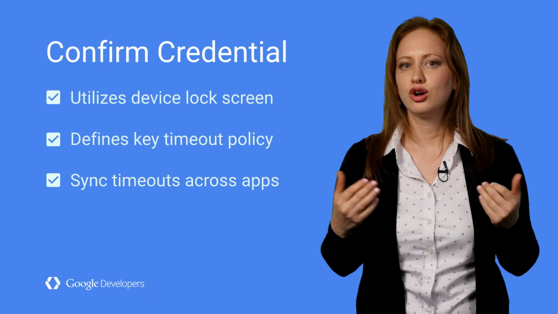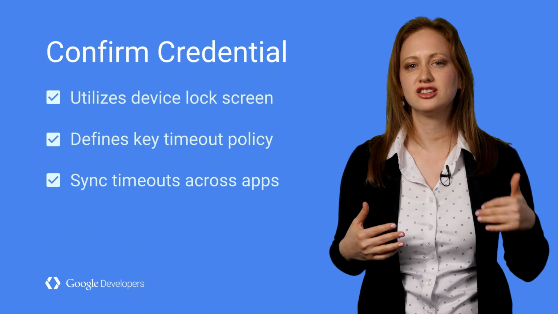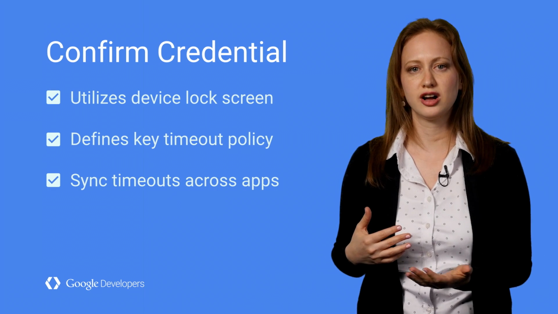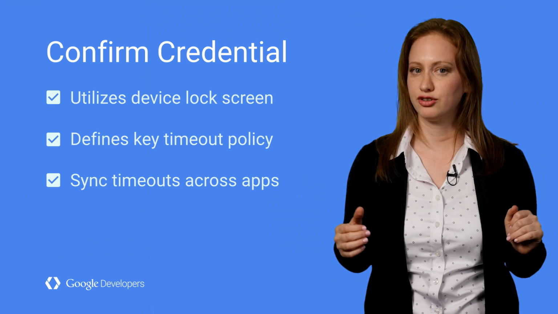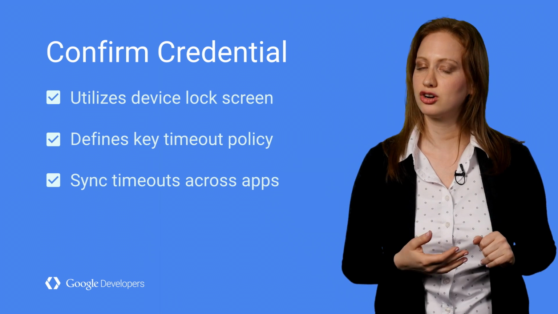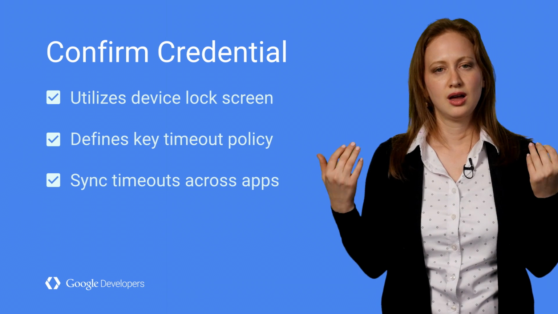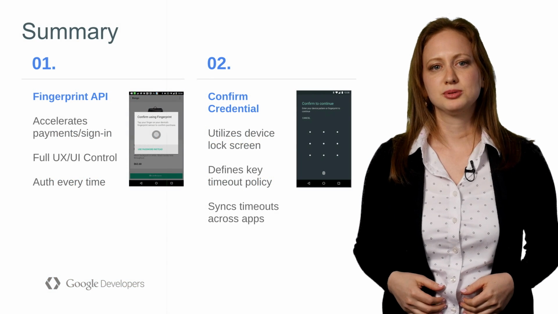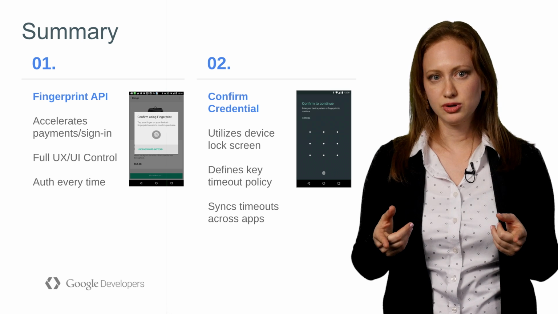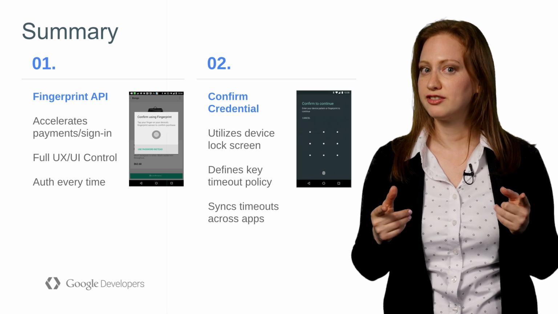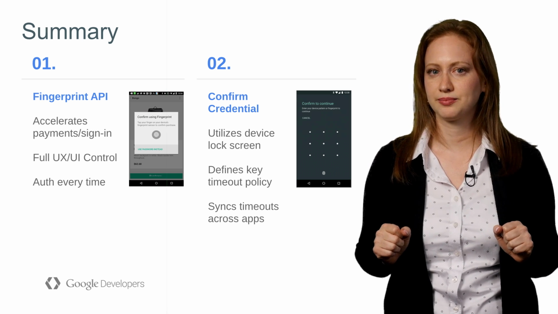To summarize, Confirm Credential allows an app to create cryptographic keys and tie those to lock screen. It allows developers to specify a timeout policy for key access while syncing timeouts across the system. Our new APIs provide apps both convenience and security. It is up to the app developer to decide which solution fits him or her best.